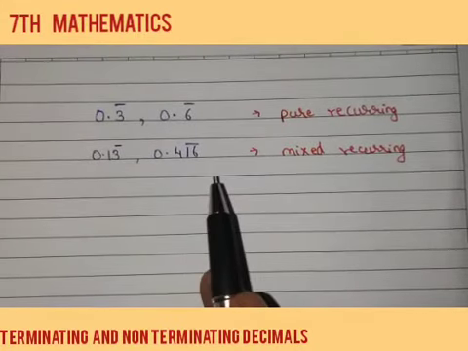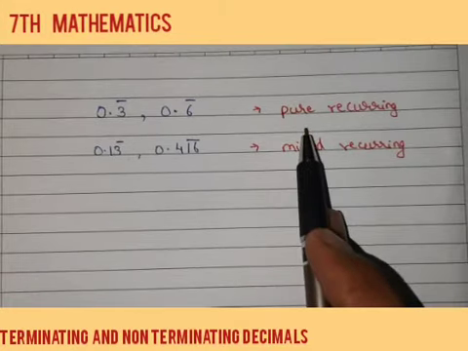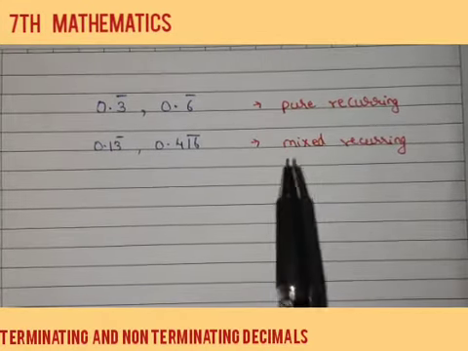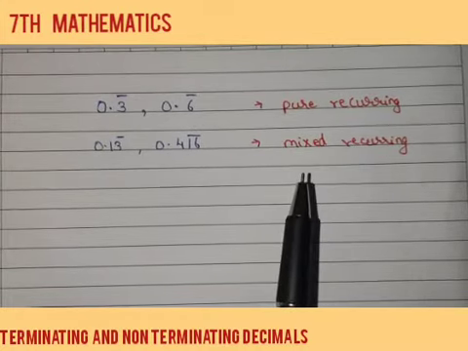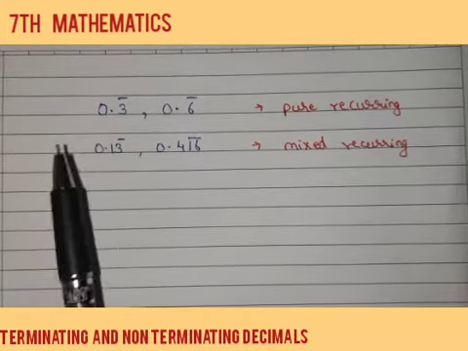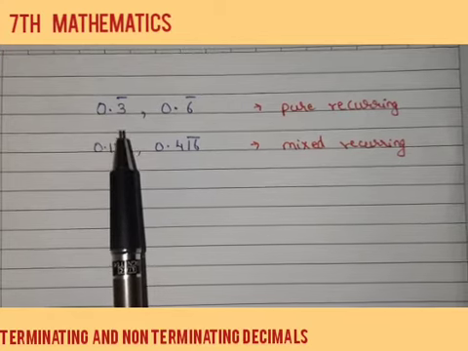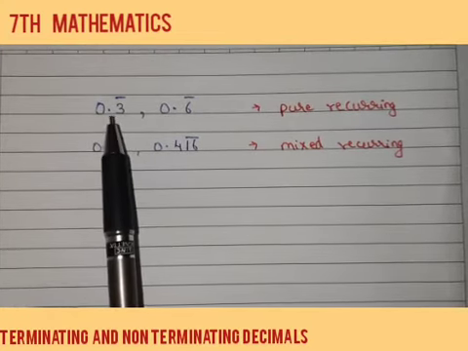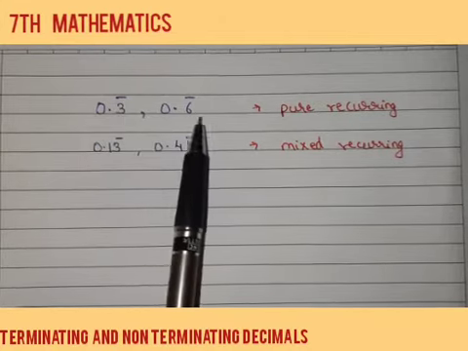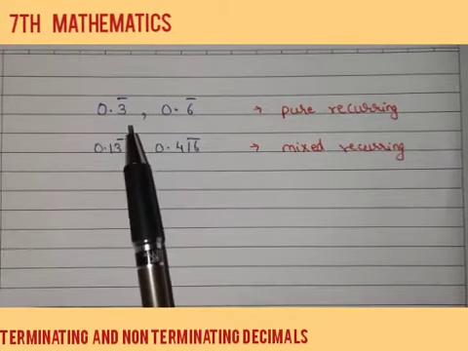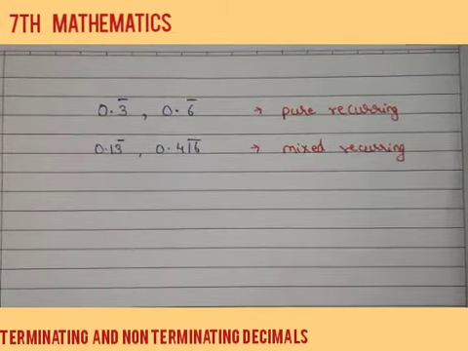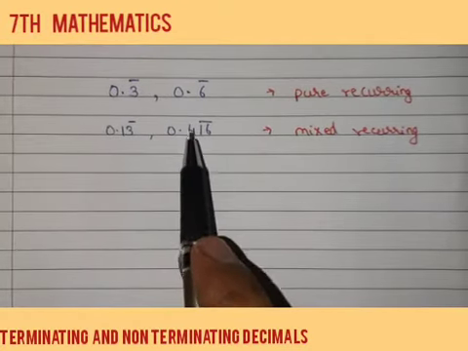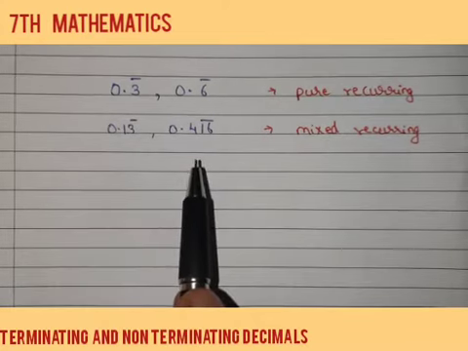Now in some books you must have seen a definition of pure recurring and mixed recurring. So what are they? They are simple representations of decimals. A decimal in which all the digits after the decimal point are repeated is known as a pure recurring decimal. For example, 0.333, 0.666, such decimals are known as pure recurring decimals, in which all the digits after the decimal point are repeated.